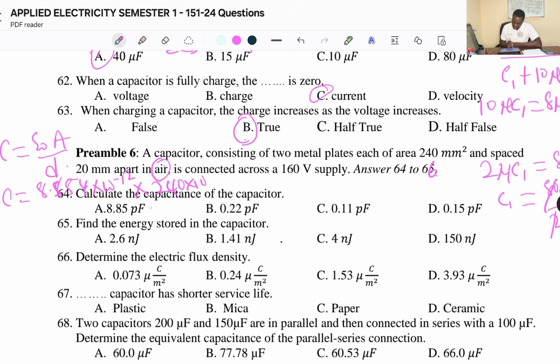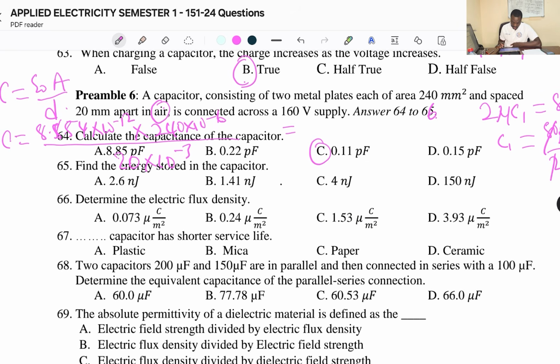Times 10 to the power minus, so millimeters square, that will be 10 to the power minus 6, right? So that will be minus 6. Then all over the distance between the plates, 20 millimeters. That's 20 times 10 to the power minus 3. So if you do all this, you get the answer, C, which is going to be 0.11 picofarad.